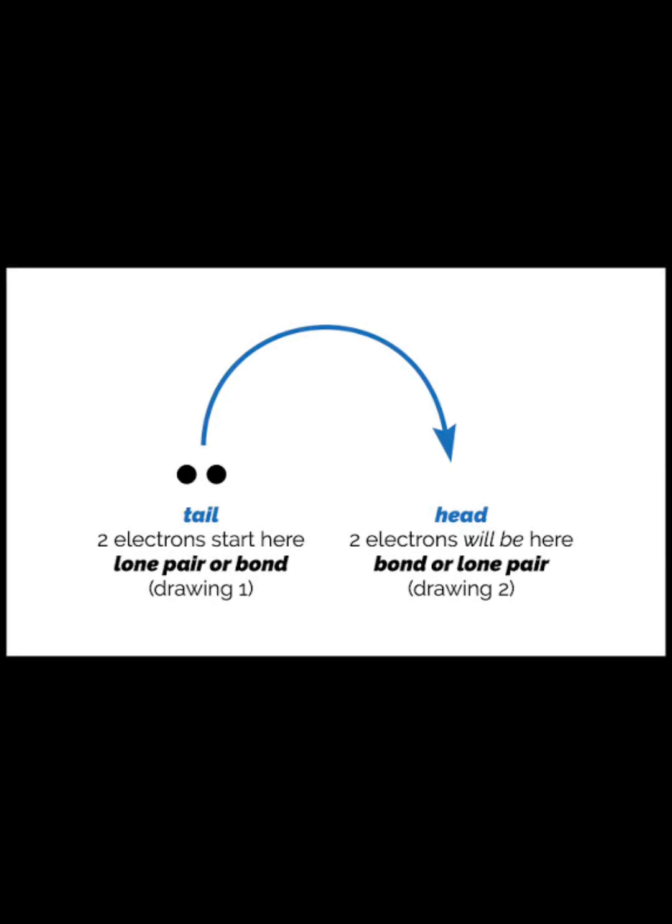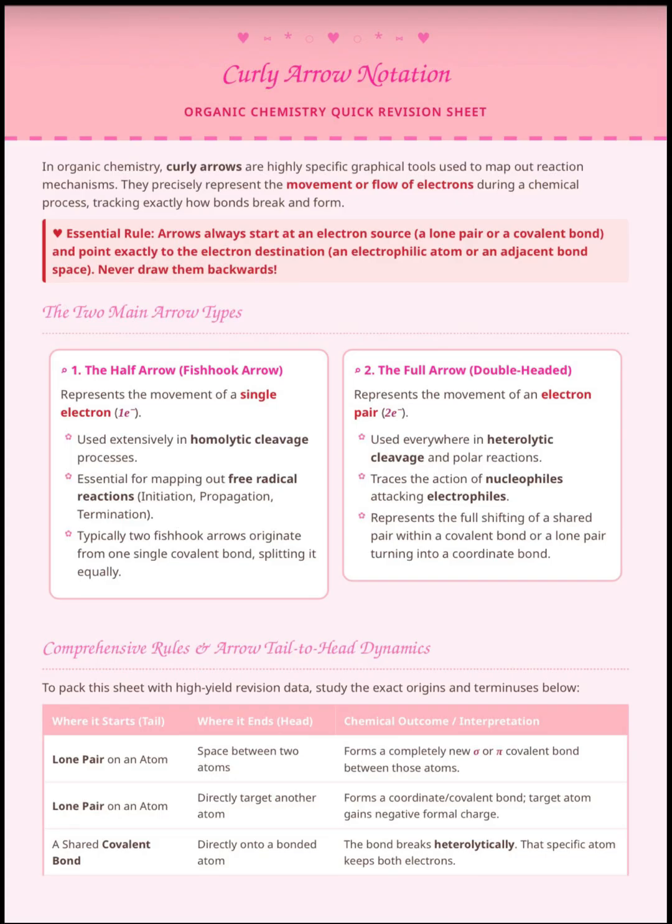Okay, so first things first, in organic chemistry, molecules don't just magically transform into other things out of nowhere. Bonds have to break and new bonds have to form. So, what are these curly arrows? Well, you can think of them like GPS for electrons. They track exactly where electrons are moving, where they start, where they end up during a reaction.